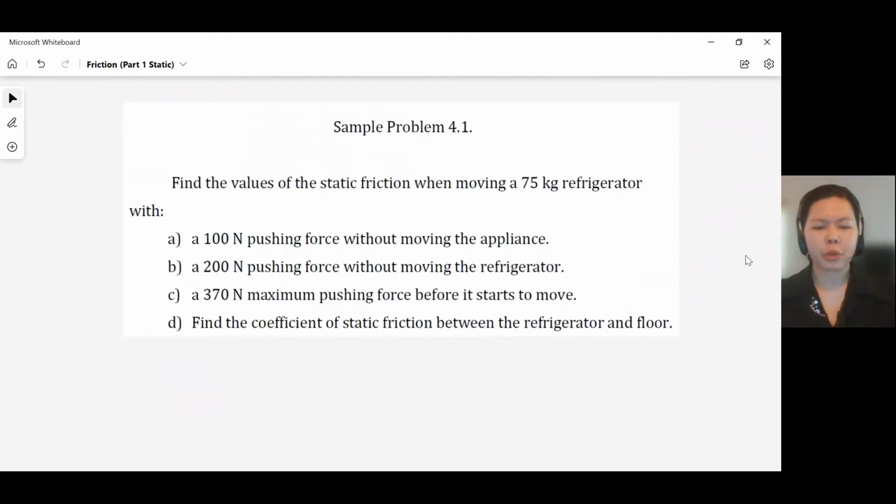Sample problem 4.1. Find the values of the static friction when moving a 75 kilogram refrigerator with, letter A, a 100 newtons pushing force without moving the appliance. Letter B, a 200 newtons pushing force without moving the refrigerator. Letter C, a 370 newtons maximum pushing force before it starts to move. And letter D, find the coefficient of static friction mu sub s between the refrigerator and floor.